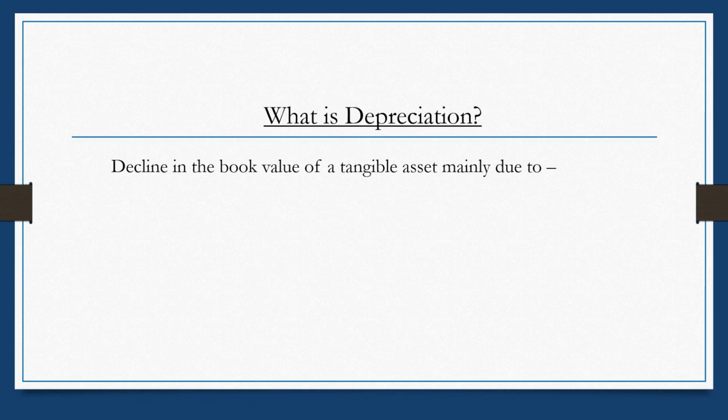Now the basic reason there can be a decline in the value of an asset is because it is used from time to time. There is physical wear and tear. It can be due to the passage of time, and it can also become obsolete.